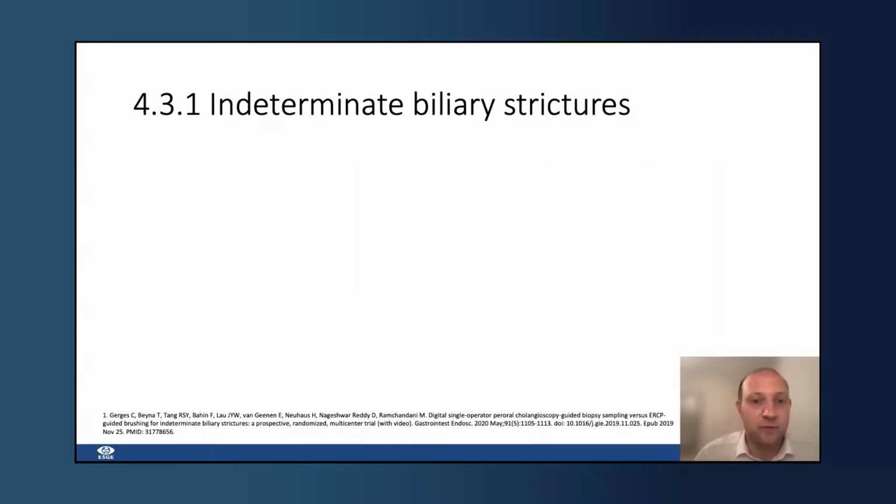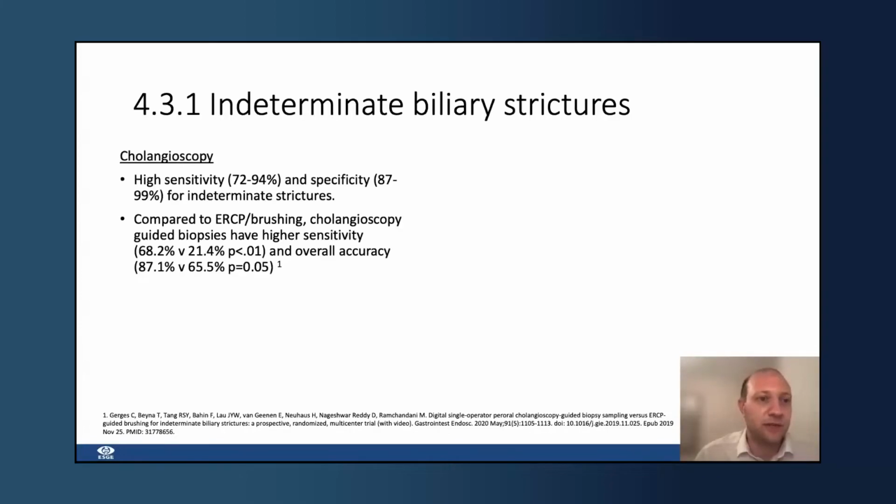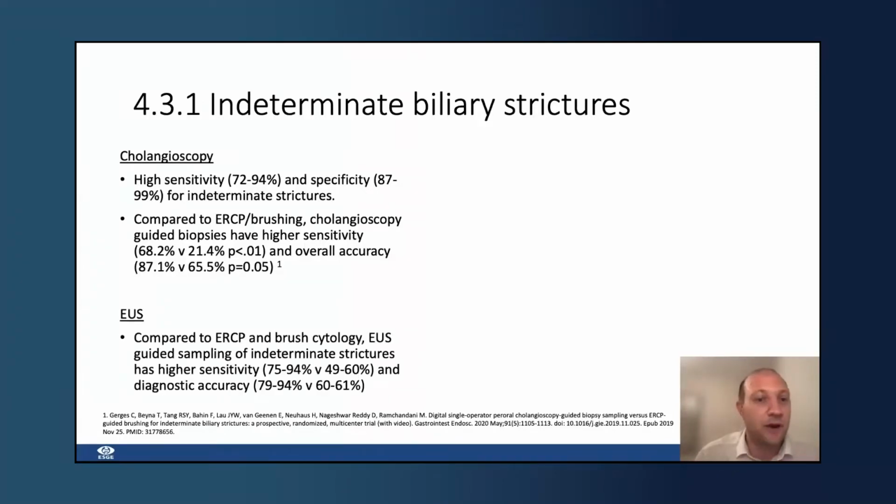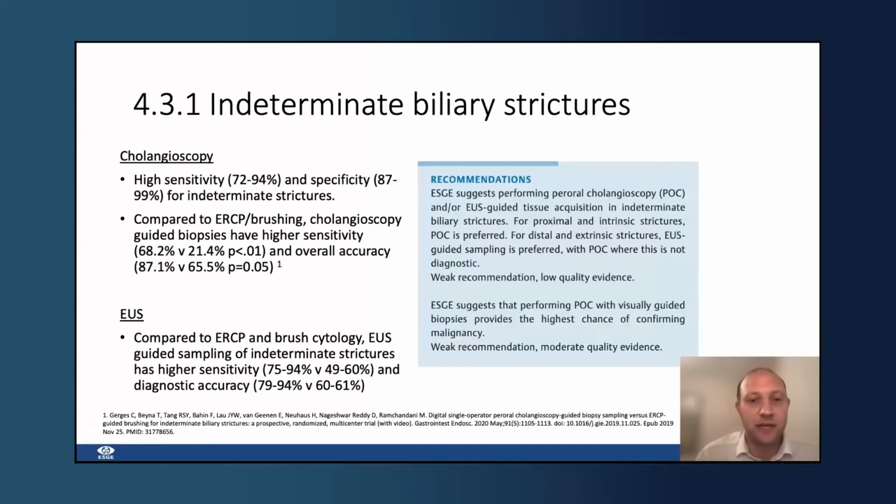The options we have available for sampling indeterminate strictures include cholangioscopy, which has a high sensitivity and specificity for indeterminate strictures. And this study from 2020 compared ERCP brushings to cholangioscopy guided biopsies and showed a significantly higher sensitivity and overall accuracy. Another option is endoscopic ultrasound guided biopsies. Again, compared to ERCP and brush cytology, EUS guided sampling of indeterminate strictures has a higher sensitivity and diagnostic accuracy.